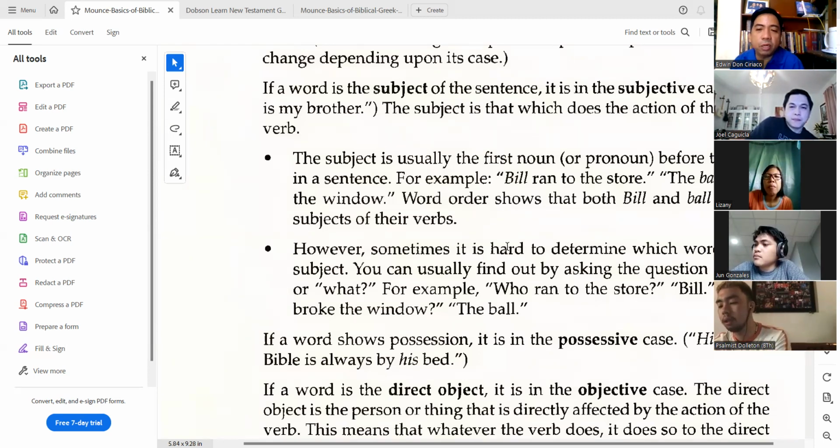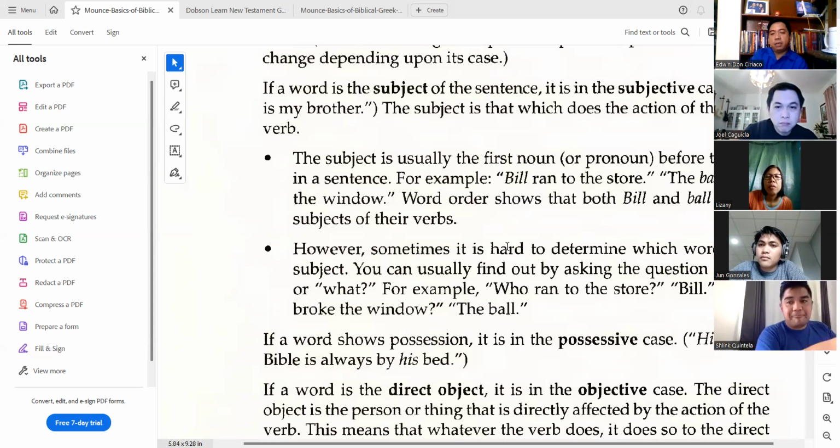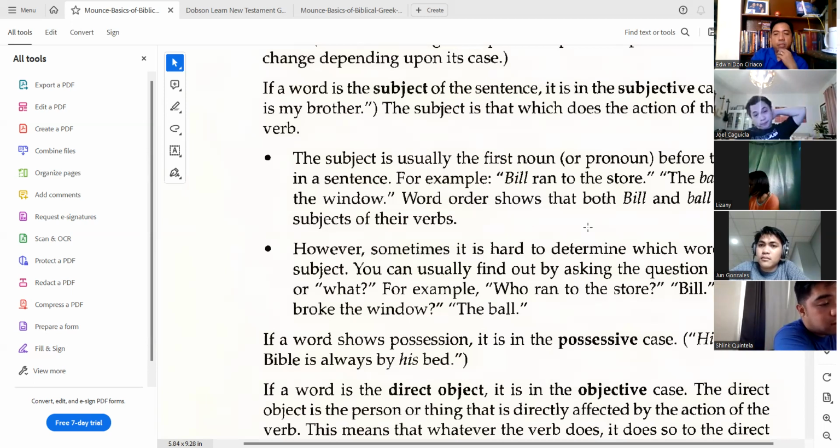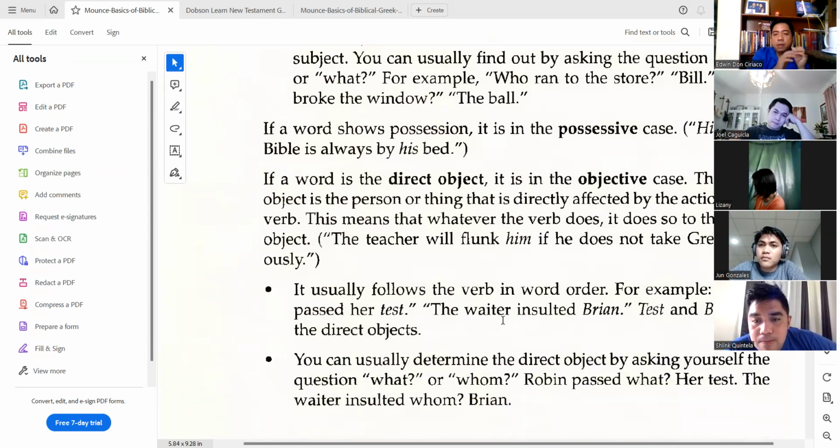However, sometimes it is hard to determine which word is the subject. So by asking who or what, for example, who ran to the store? Most likely the who is a person, but maybe that is also a dog. Maybe that's a cow or a car. I'm very clear here that in the context of the first bullet, it is Bill, a human being who ran towards the store. And then what broke the window? It's the ball.